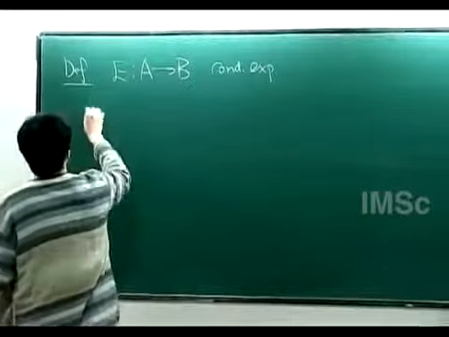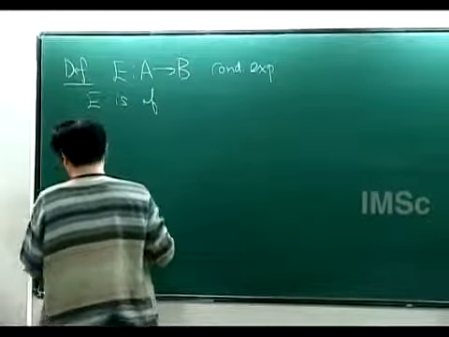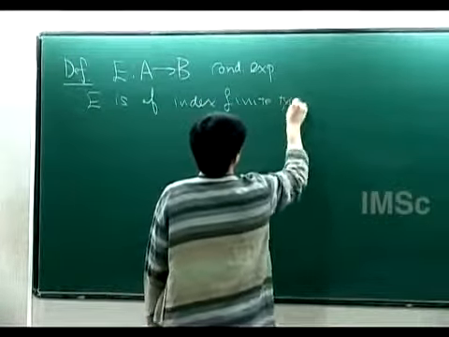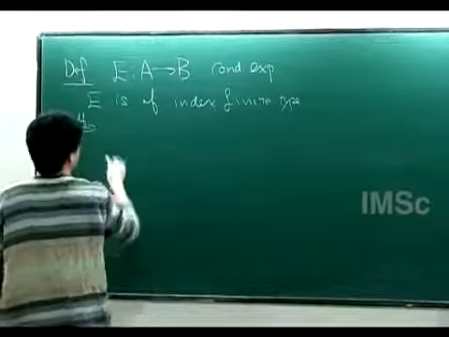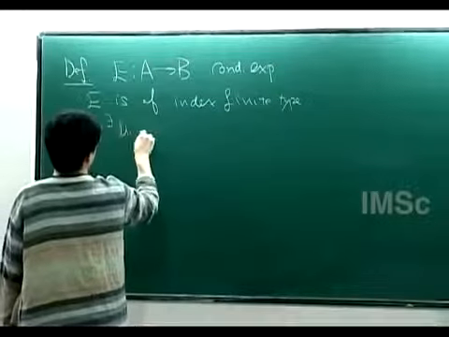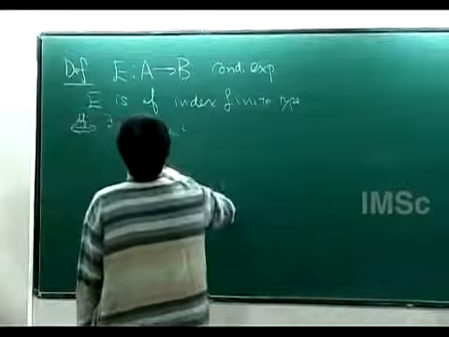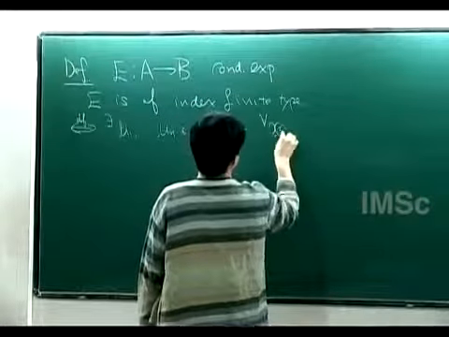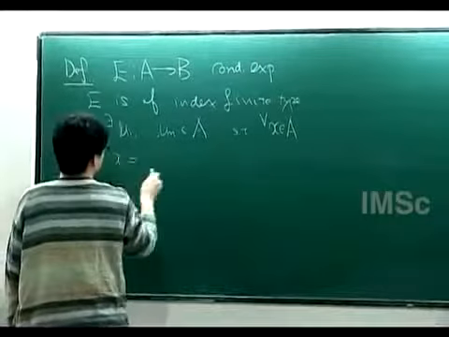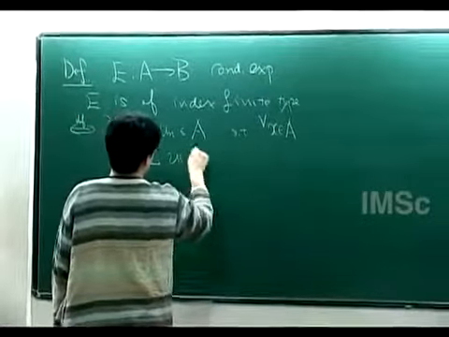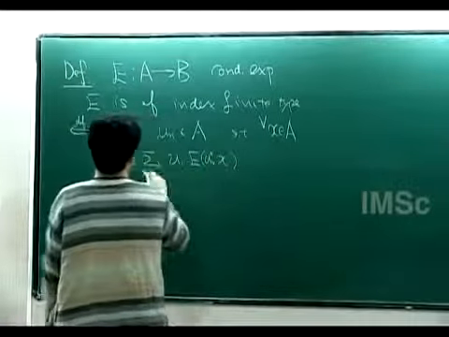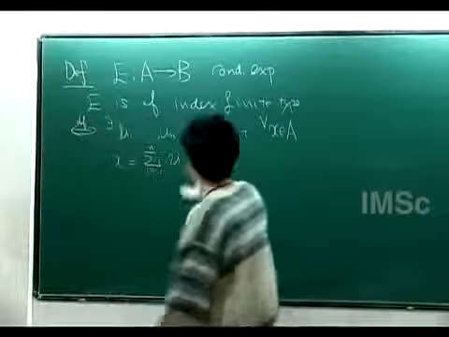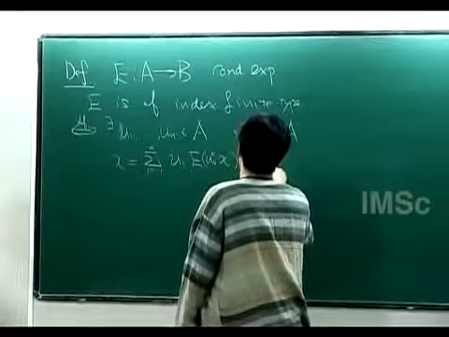Then we say that E is of index finite type if there exists a finite subset u_1, u_2, to u_n in A satisfying the following property: that any x has a Fourier expansion. And since A is a C*-algebra and E is a star map, if you take the star of this equation, then you get another equation automatically.